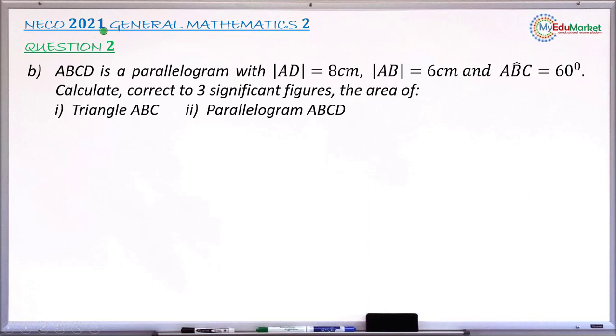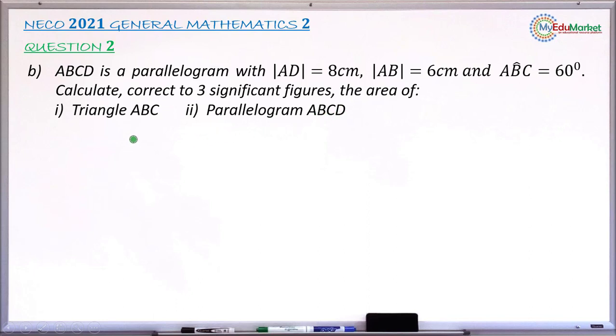And this is NECO 2021 General Mathematics Paper 2, and we are answering question number 2B, and the question reads, ABCD is a parallelogram with the length of the side AD equals 8 centimeters. The length of the side AB is 6 centimeters, and the angle at B, that is angle ABC, equals 60 degrees. So the question asked is to calculate, correct to 3 significant figures, Roman 1, the area of the triangle ABC, and Roman 2, the area of the parallelogram ABCD.